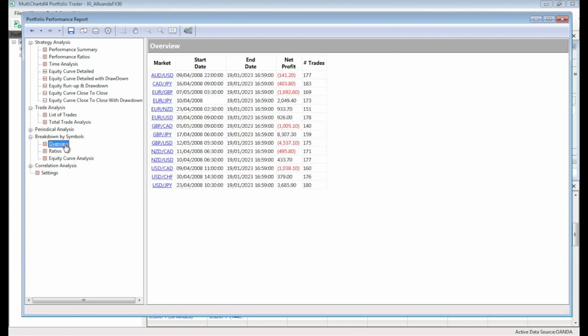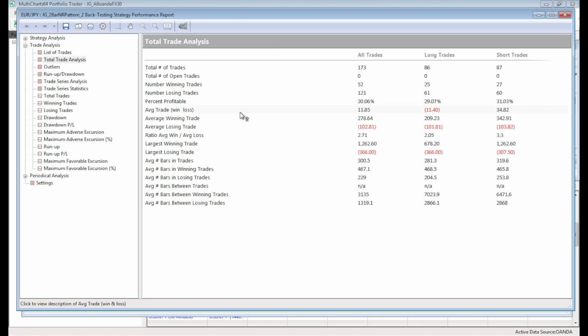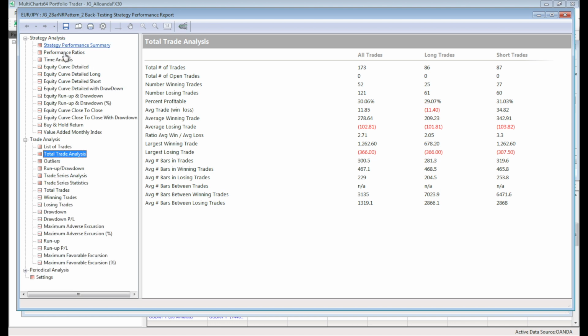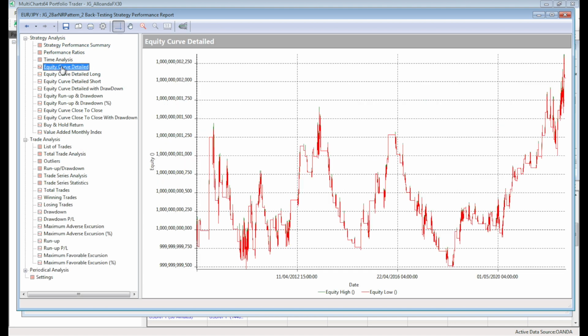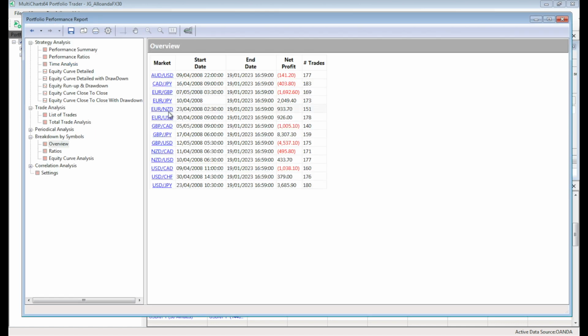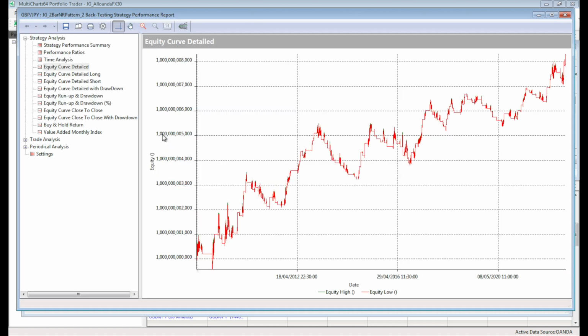Let's have a look at the individual forex pairs. Just looking at the positive ones, euro yen. We've got a usable average trade of 11.85 pips, but the equity curve is not particularly desirable. Euro, New Zealand dollar is profitable, but not by a lot. Euro dollar, not by a lot. Same story, pound yen is by far the most profitable pair, so let's have a look at that.